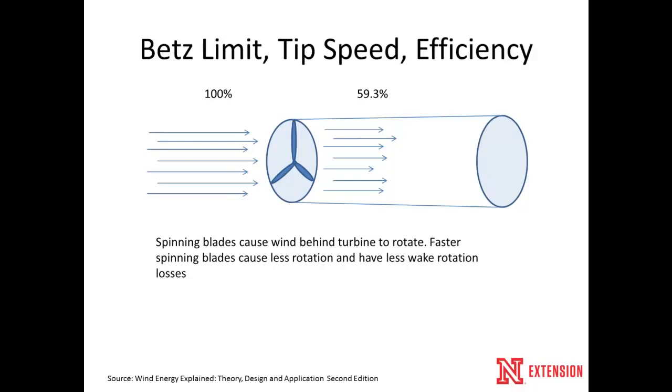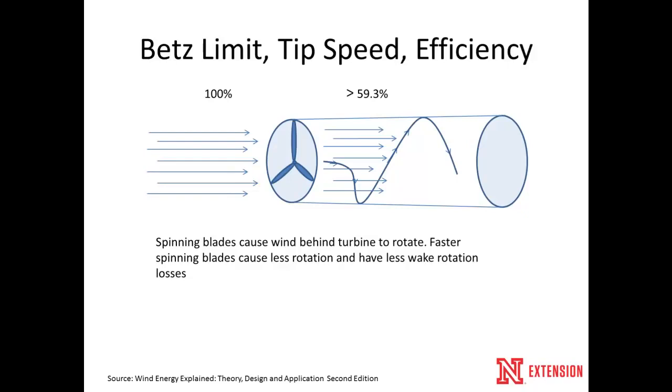But the reality is that they're not. What happens is that the molecule of air is giving some of its energy to the turbine, and then the turbine, as it spins, is pushing that molecule, causing it to spin some. And that's wasted energy, that spinning, or the wake rotation.